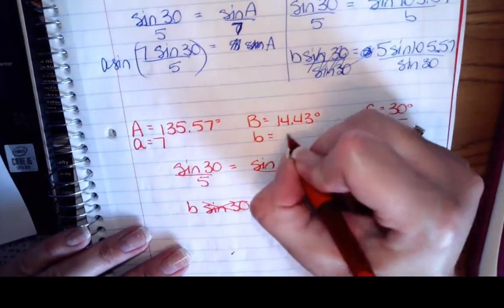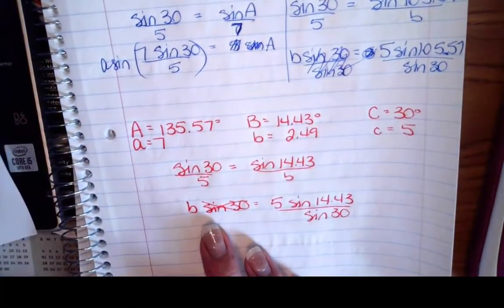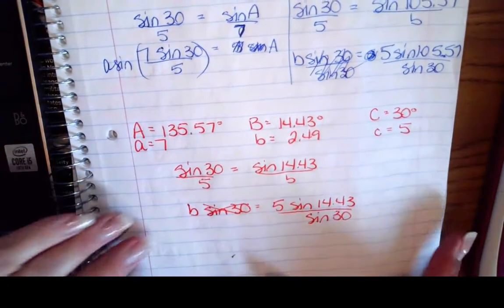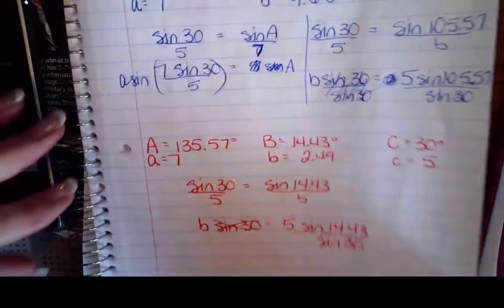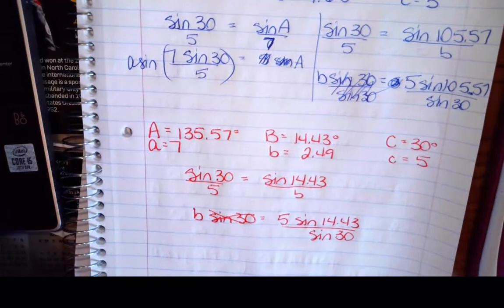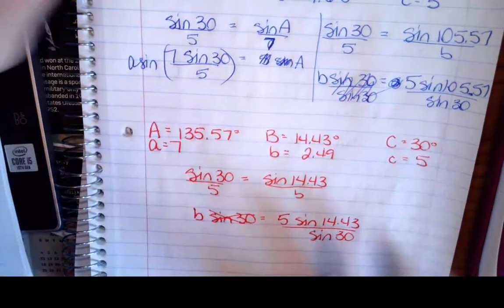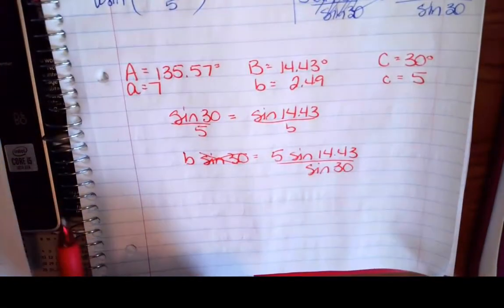So this side length is 2.49. So those are your ambiguous cases. And so now, let's go in and do some practice application problems. I'll do about half of these, which means we're going to go into another video. But we can do this.